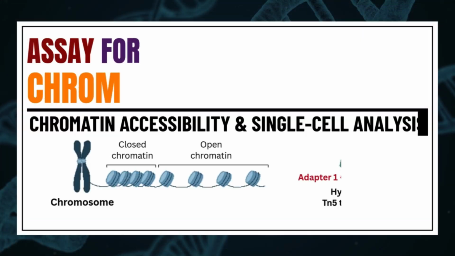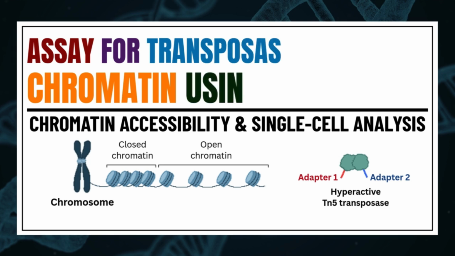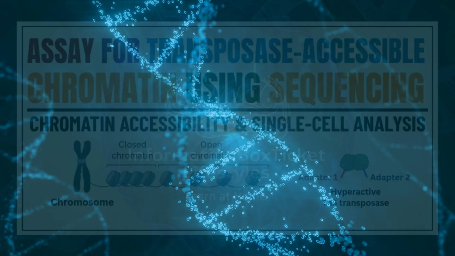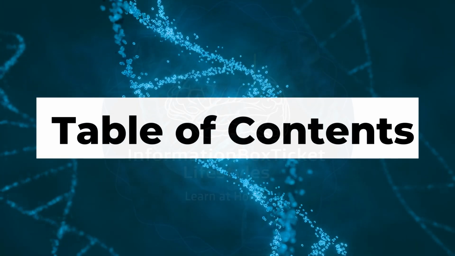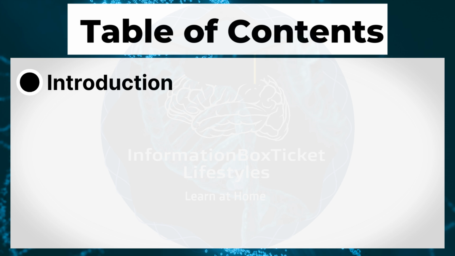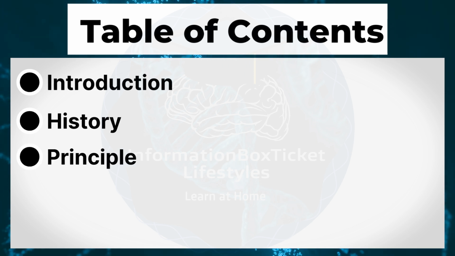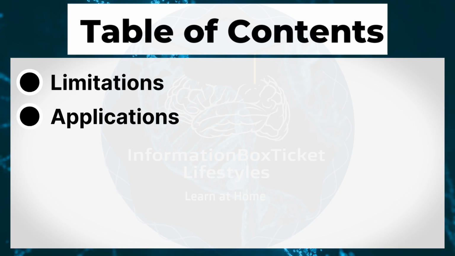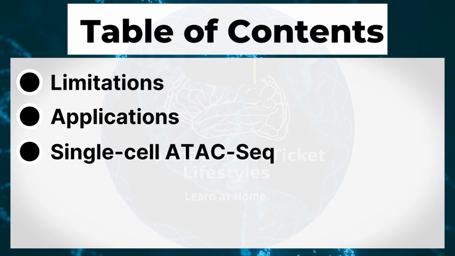Assay for Transposase-Accessible Chromatin using sequencing, a comprehensive guide to chromatin accessibility and single-cell analysis. Table of Contents. Introduction to Assay for Transposase-Accessible Chromatin using sequencing. History, Principle, Steps, Advantages, Limitations, Applications. Single-cell assay for transposase-accessible chromatin using sequencing.